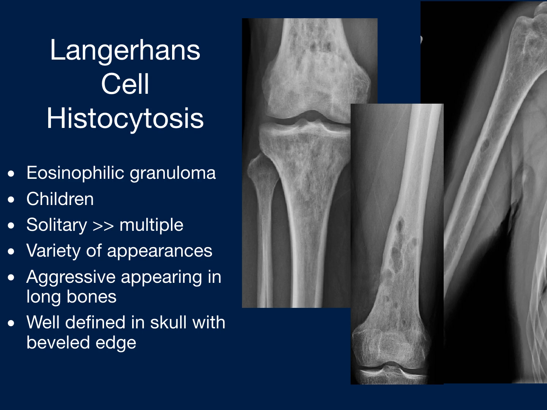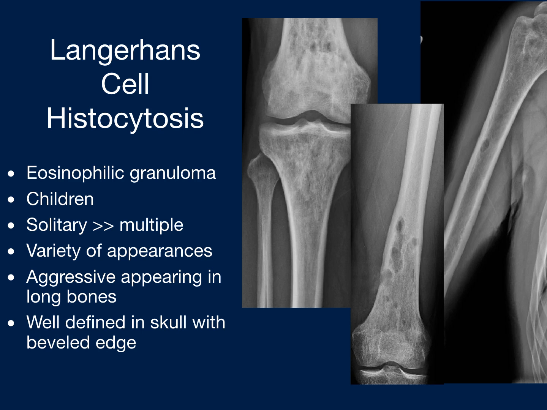The next of the locally aggressive tumors is Langerhans cell histiocytosis. Sometimes you may hear this referred to as eosinophilic granuloma, but that's considered an outdated term. It occurs in kids and is usually solitary, but can also be multiple, and it has a variety of appearances.